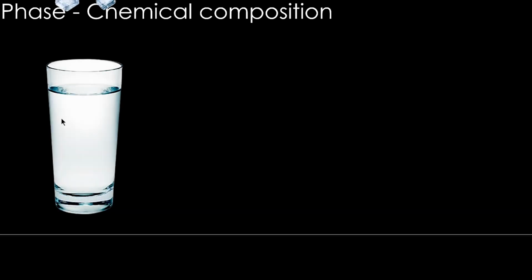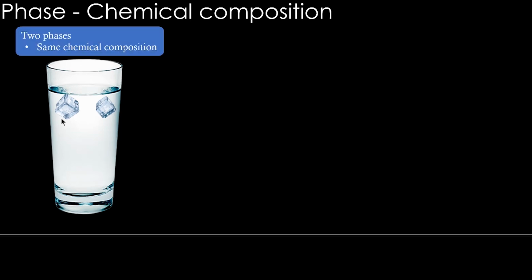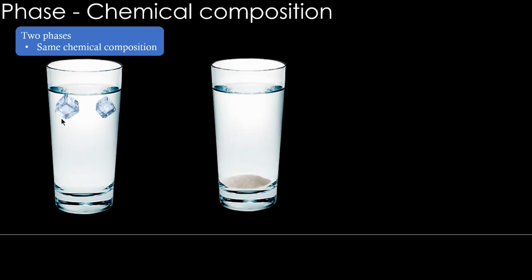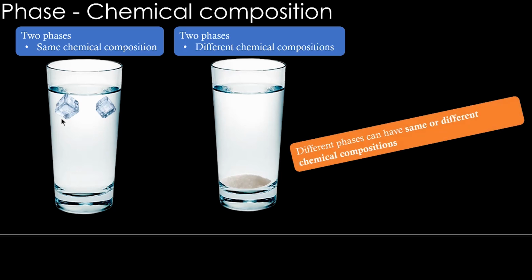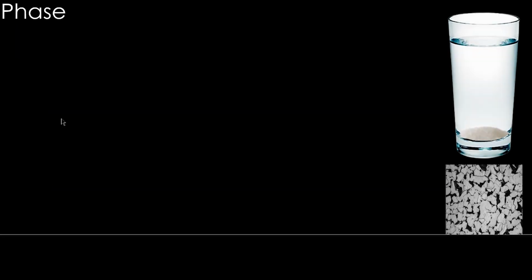When we considered the ice and water system, we said two phases are there, but the compositions of both the phases are the same. When we had the sugar plus water solution, we had two phases, but both of them have different chemical compositions. So different phases can have the same or different chemical compositions. That is the conclusion about the chemical composition of phases. Let's compile all the understanding that we got about crystal structure and chemical composition of phases.